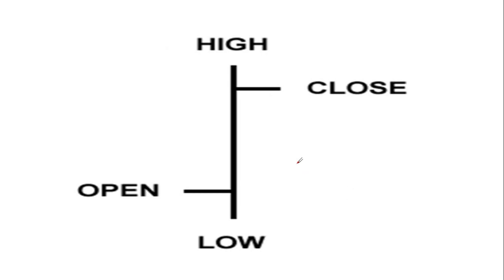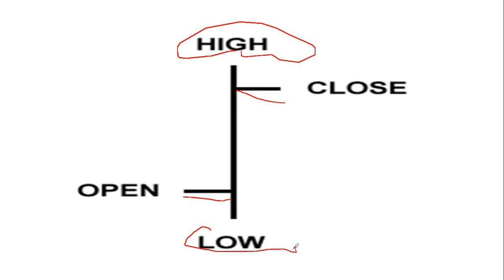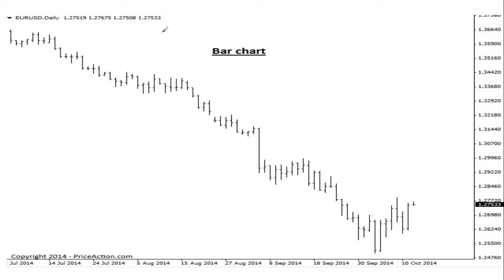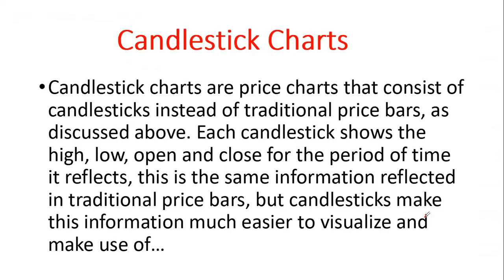So this is how it looks. There's an opening here, and there's also a close there. Then we have the high on top and the low down here. This is the open and this is the close. So this is how a line chart looks.